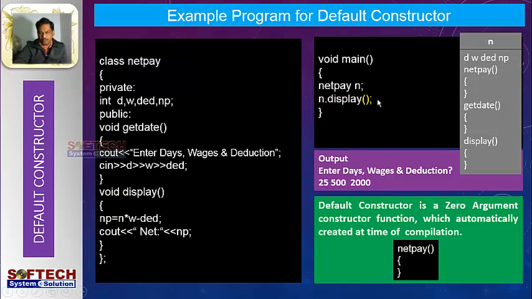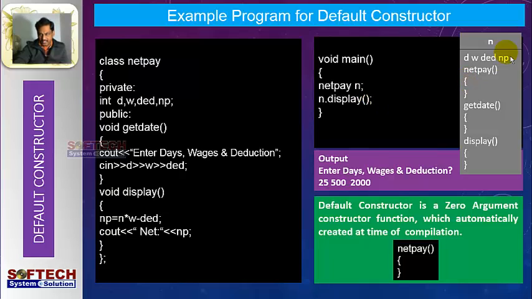Before that, we want to get the data for number of days, daily wages and deduction. So the second line is n dot getdata. After creating the object, we want to call the getdata function. The second line is n dot getdata, and the third line is n dot display.